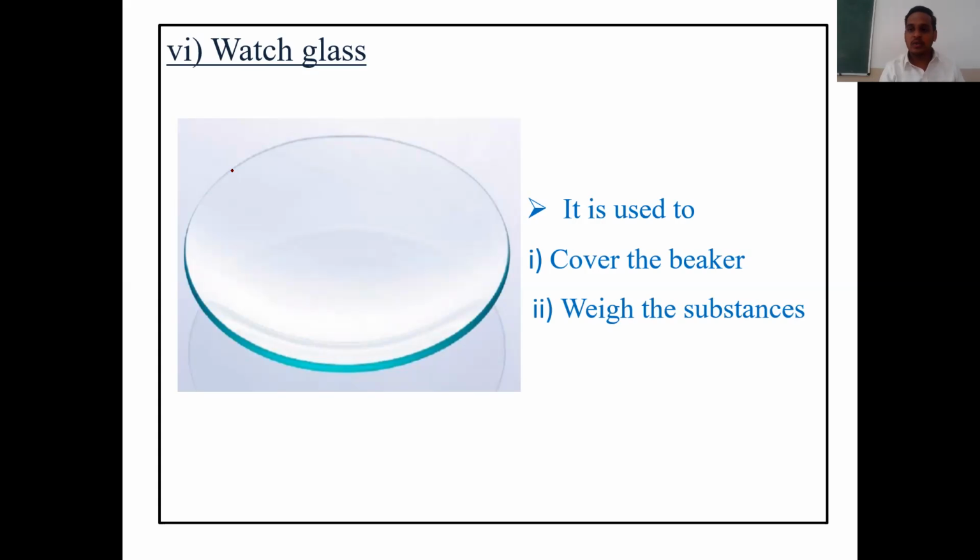Okay, as I told, in chemistry practicals, we often measure the weight of substances. So while weighing the substances, we take the solids in a watch glass and then we weigh it. So watch glass is also used to weigh the substances.